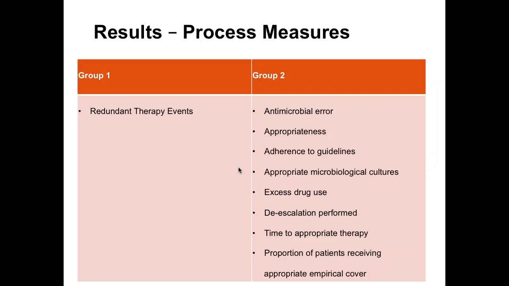The third one was process measures, and they thought the first one would be redundant therapy events. So these are when, for example, a patient who's on piperacillin and tazobactam is also put on to metronidazole, so duplication of spectrum, having antimicrobials when they don't require them, etc. They also listed a lot of measures, a lot of which we're collecting as part of MAPS as well. So antimicrobial errors, appropriateness of therapy errors were not defined. Did they provide any reference to exactly what they meant by that? Adherence to guidelines, and again, which guidelines, were they local, were they national? It's just sort of a generic term. The appropriate microbial cultures, excess drug use, de-escalation or time to appropriate therapy, the proportion of patients receiving appropriate empirical cover. So these were things that they thought were important, but were not necessarily feasible to collect. I guess that's probably quite true without doing an extensive survey, particularly without an electronic medical record.